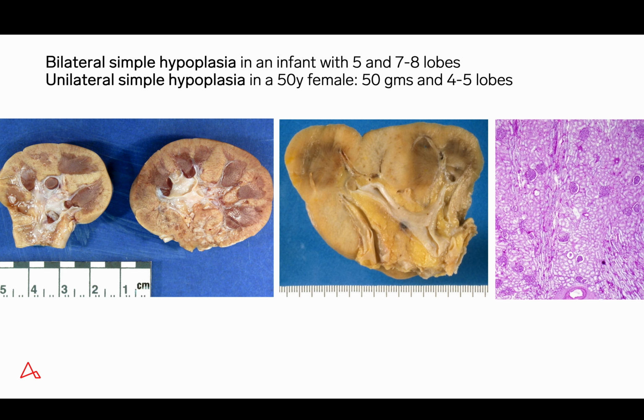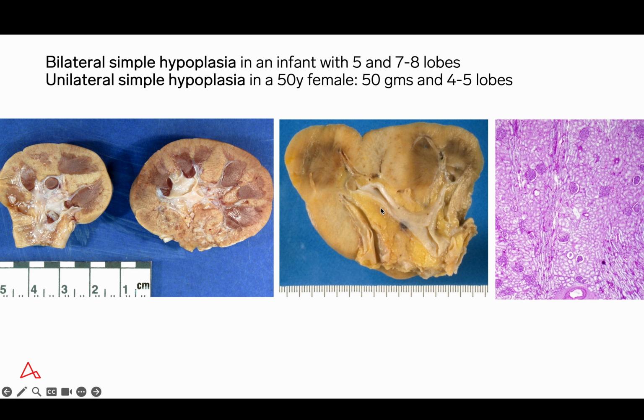Here are a couple of examples of simple hypoplasia. On the left, I have an example of bilateral simple hypoplasia. Notice how the kidneys are odd-shaped. They're very rounded or globular in their profile. And if we attempt to count renal lobes, certainly the one on the left probably has 5 or fewer lobes. The one on the right has a marked reduction in renal lobes, but technically is a little bit larger than the simple hypoplastic definition of 5 or fewer lobes. It probably has 7 or 8 lobes, so slightly larger.